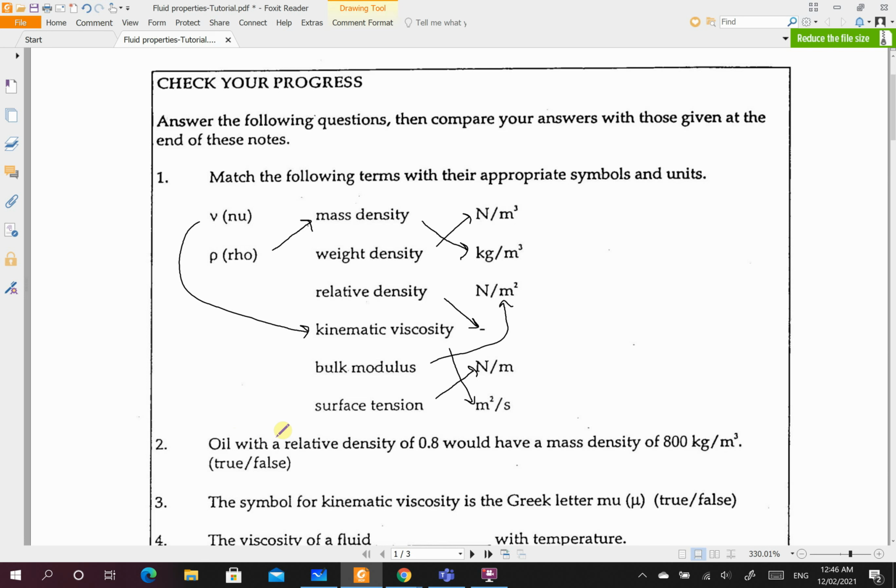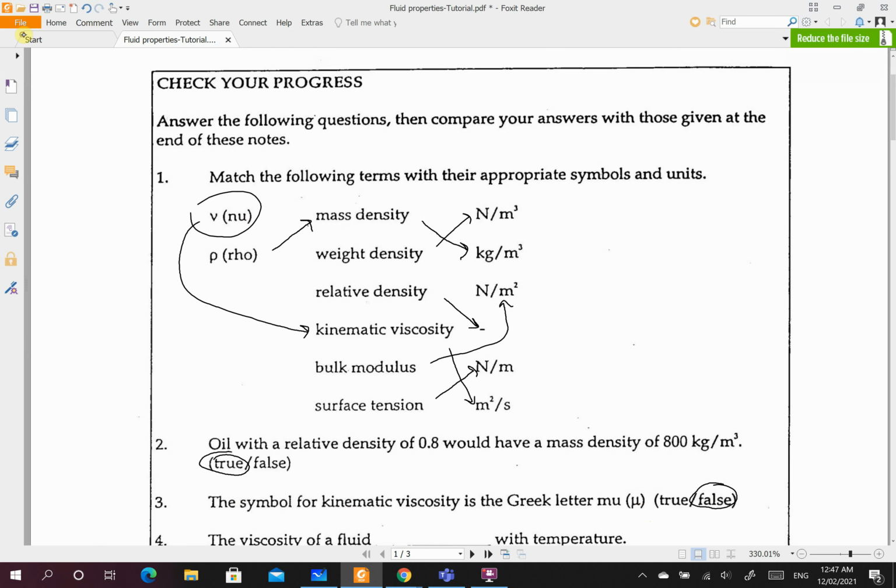Alright, now let's move down. So question 2, oil with a relative density of 0.8 would have a mass density of 800 kilograms per meter cubed. Remember what we're doing is it's relative to water. So we're basically multiplying this by 1000, gets us this, so this is true. The symbol for kinematic viscosity is the Greek letter mu, true or false. This is false. Kinematic viscosity is nu.